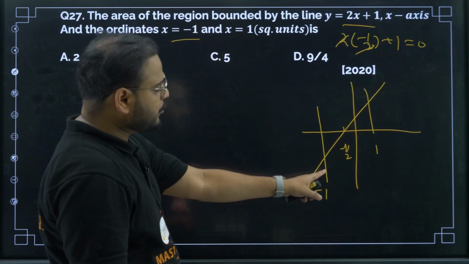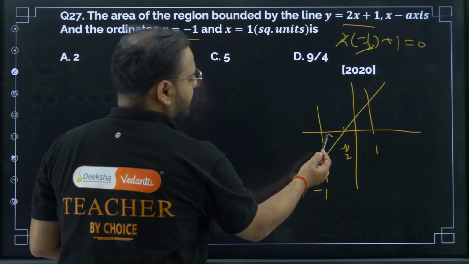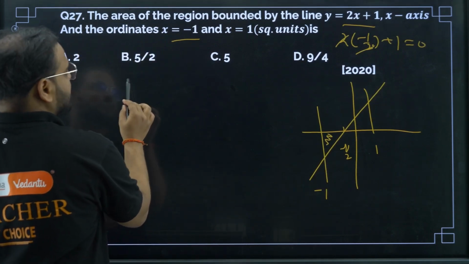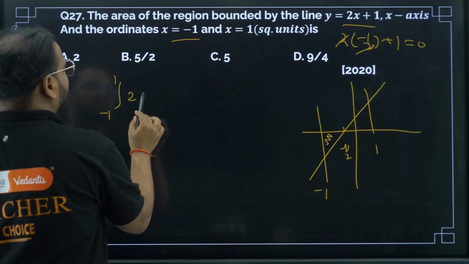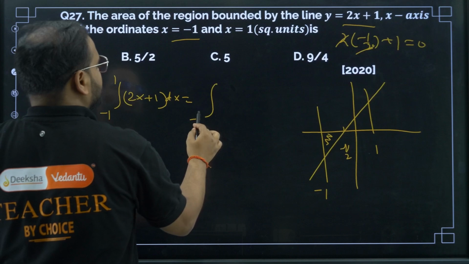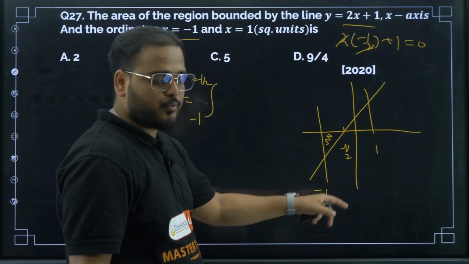So from minus 1 to minus 1 by 2, I'll have to take the modulus because of this negative area, and then I can take simply positive. So my integration will look like this. First of all, I'll write it here, minus 1 to 1, 2x plus 1 dx. I can break this into minus 1 to minus 1 by 2, and minus 1 by 2 to 1.